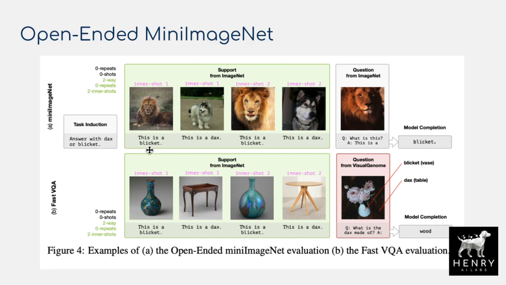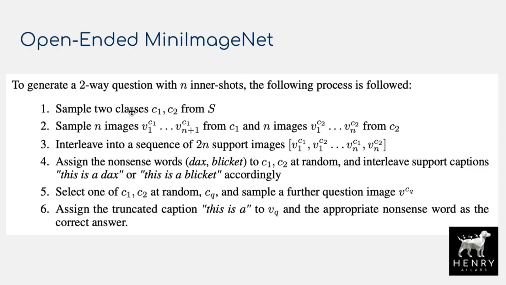So this is the template for constructing the dataset. You select two classes, say lion, wolf, from the S, which is the number of object categories. Sample, in this case, two images of the lion, two images of the wolf. And then you interleave the sequence, so you have wolf, lion, wolf, lion. Then you reassign the lion, wolf to nonsense words, Dax, Blicket, at random with respect to which one you sampled. Then you sample the question image, so you append the prompt, "This is" and then the nonsense word. And then you have as the inference the truncated caption, "This is a", to the VQ.